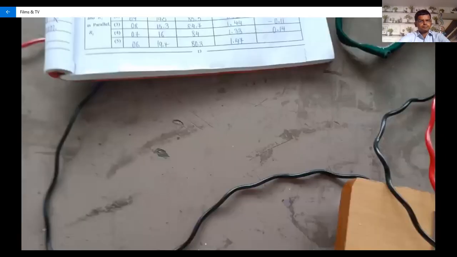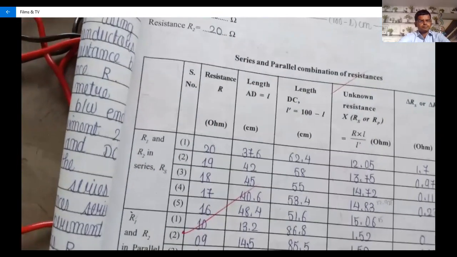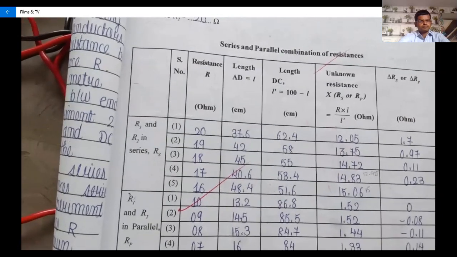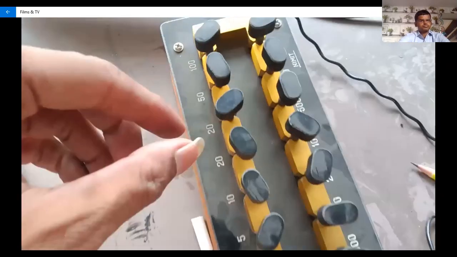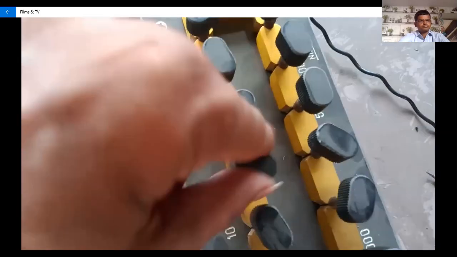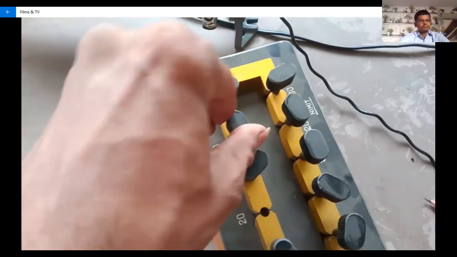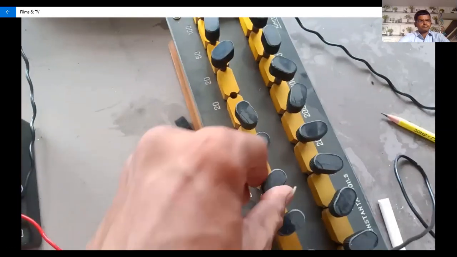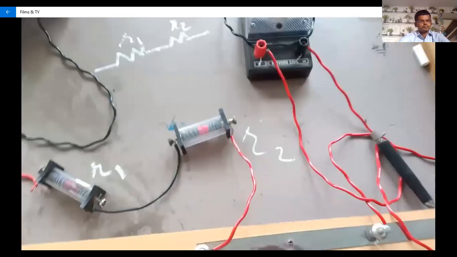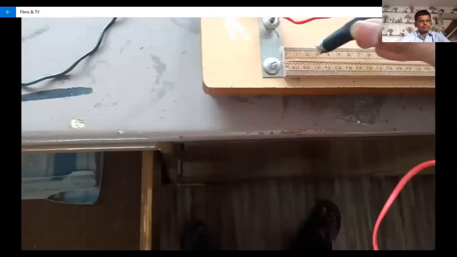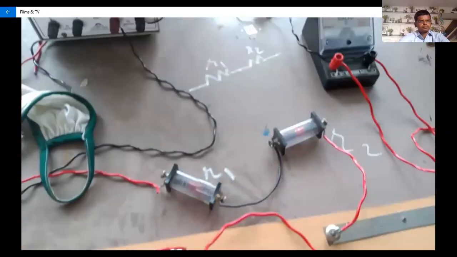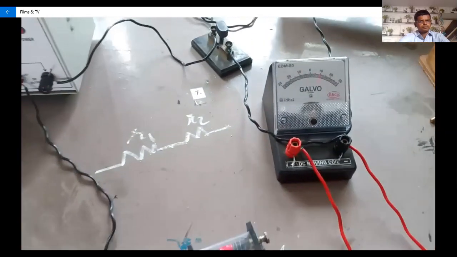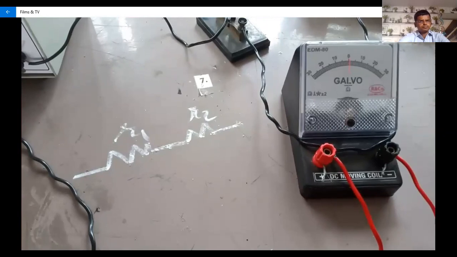Now the same process. As per the table, we solve this table. First we remove the R value from the R box. First we remove 20 from the R box. This is 20, so we open 20, and the remaining key we close again. Again we move the jockey key on the wire until the galvanometer comes to 0. So you see here the galvanometer coming to 0.